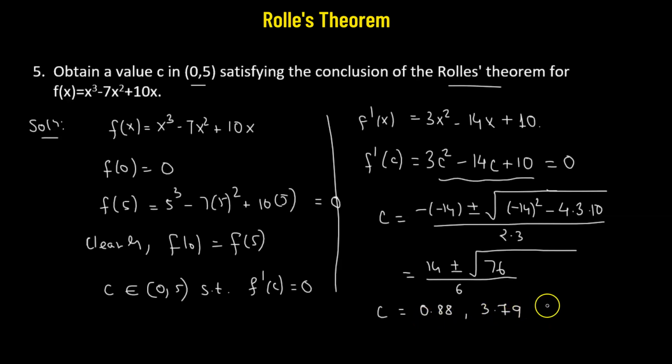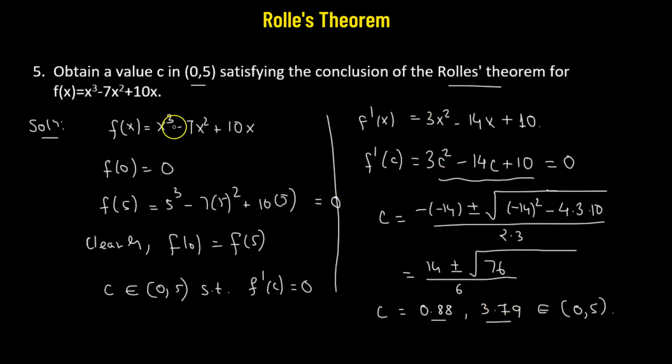Now both the two values belong to the interval 0, 5. So that means there will be two values of c where the slope of the tangent line to the curve f of x at those 2 points will be 0. Rolle's theorem says there will be at least one. So here we have obtained two values of c.